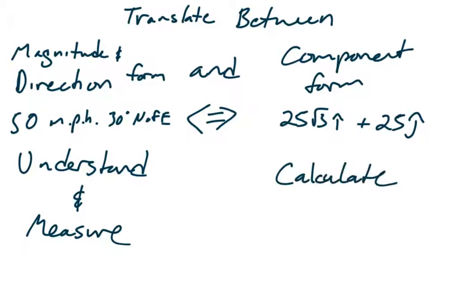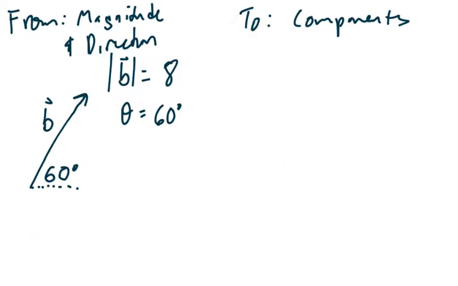Very easy to calculate. So generally, in the real world, if you were using vectors, you would be starting with a magnitude and direction form because you would have measured it that way, and then you would have to translate it into component form to then calculate anything else that you want to do with vectors. So let's talk about how to do that. Let's say I've got a vector b that has a magnitude of 8 and an angle of 60 degrees.